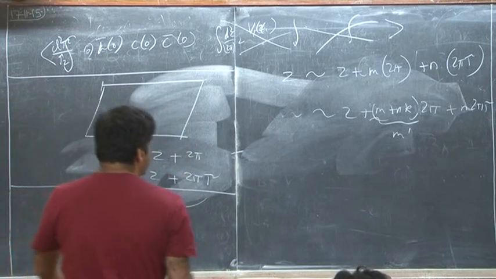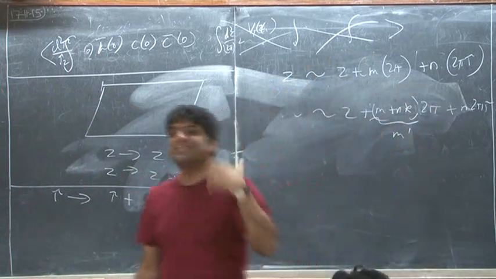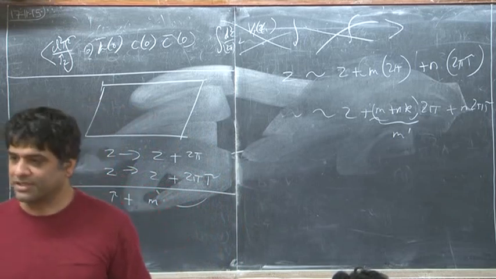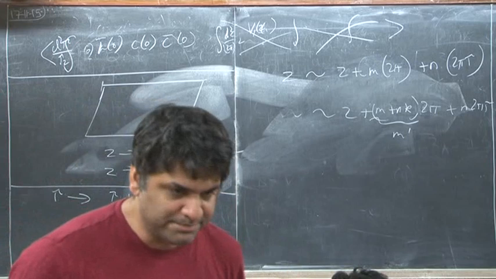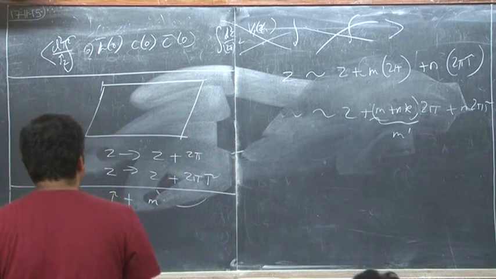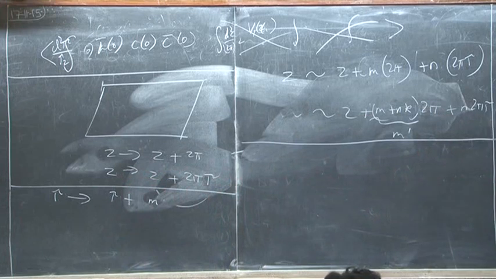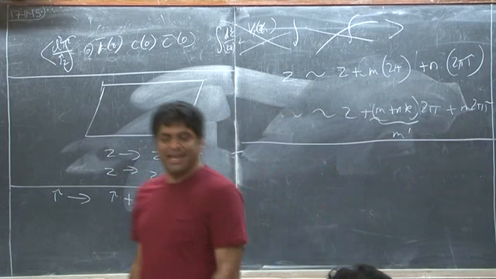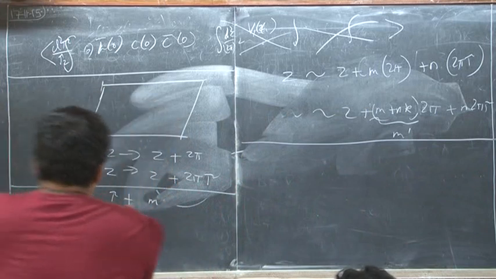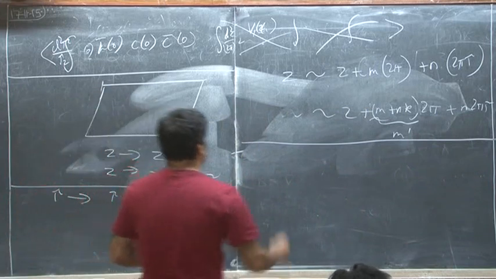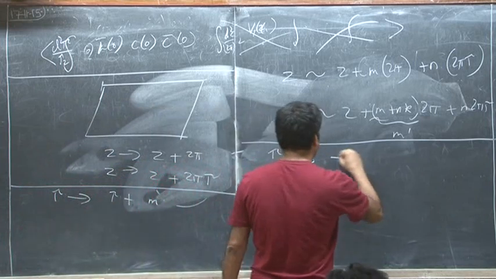So this is an obvious redundancy of our description of the torus: shifting tau by an integer. There is one less obvious infinite redundancy of the torus. And that's the following. Suppose you take tau goes to minus 1 by tau.